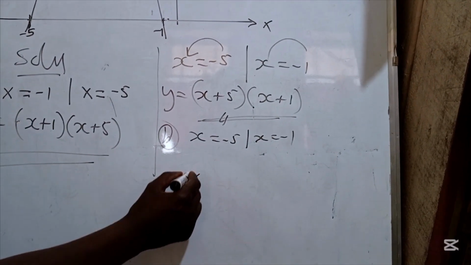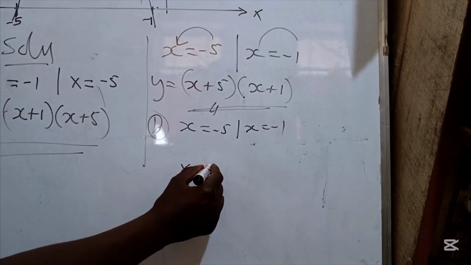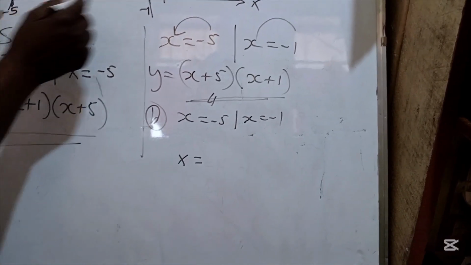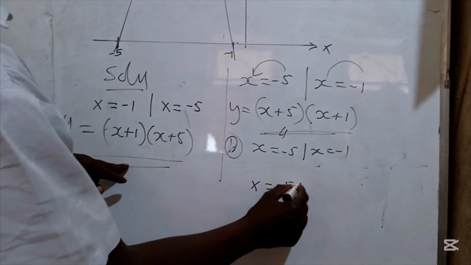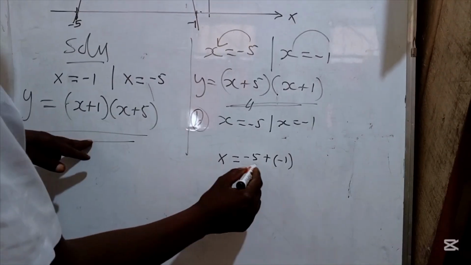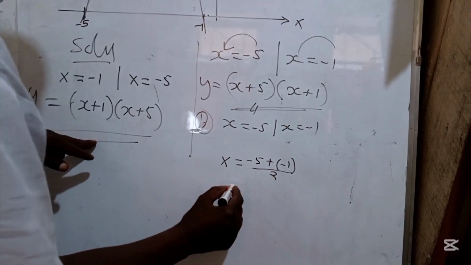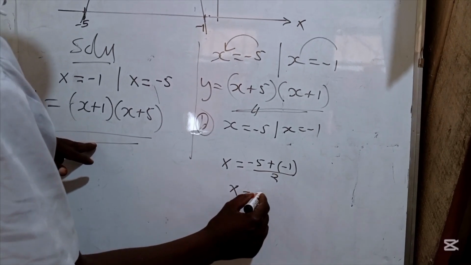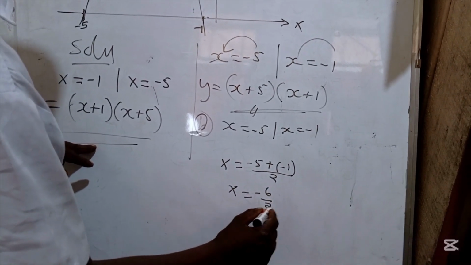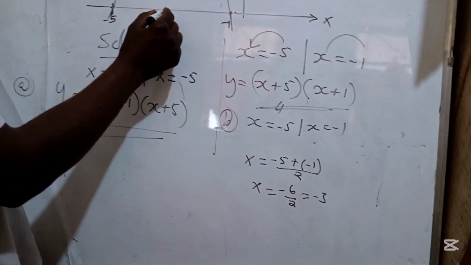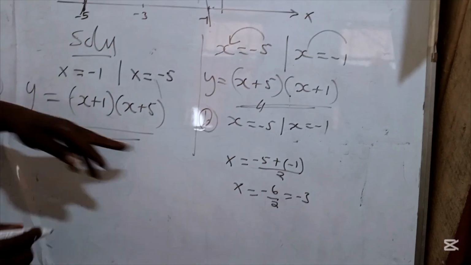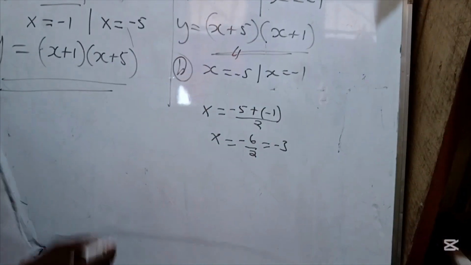So to find the value of x, you add them, where it cuts. You say negative 5 plus negative 1, the whole lot of this divided by 2. You are going to get negative 6 divided by 2, which is negative 3. So somewhere there we have negative 3. This is the value for x.